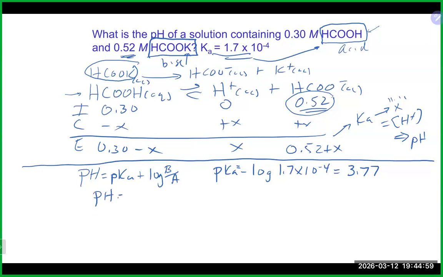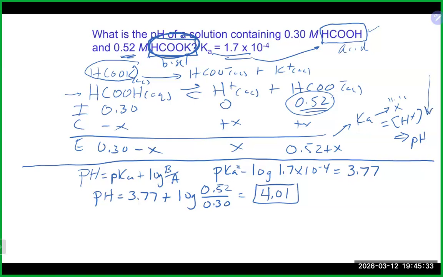So the pH here will be 3.77 plus the log of our base. Once again, as I mentioned earlier, one less hydrogen and probably a spectator ion hanging out there with our base. So we want to go with 0.52 up on top and our acid on the bottom there, 0.3. We go 0.52 divided by 0.3, take the log of it, and add 3.77. It's going to give us a pH, in this case, of 4.01. That should be the exact same pH if you chose to do it with the ice table. Any questions on that there?